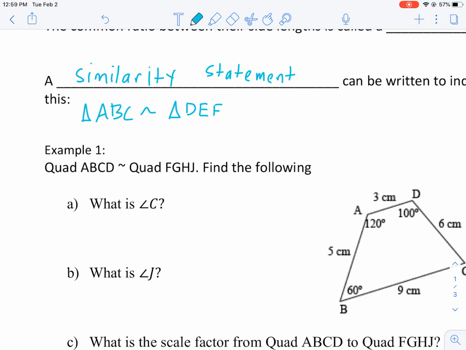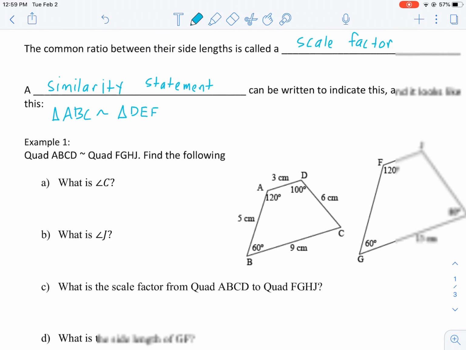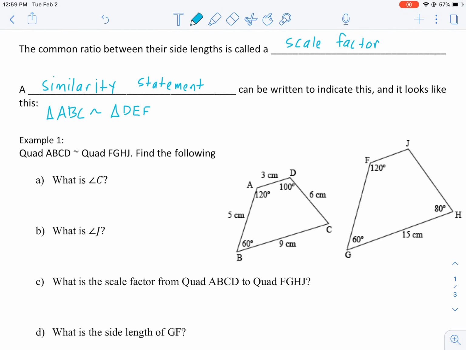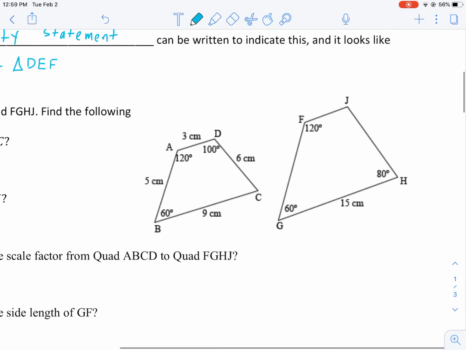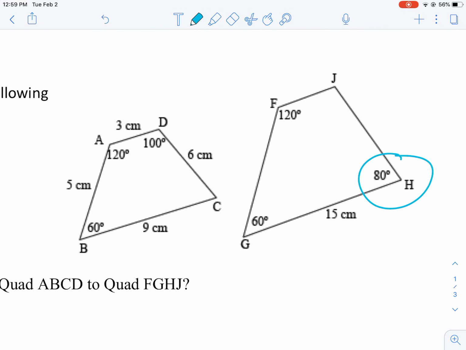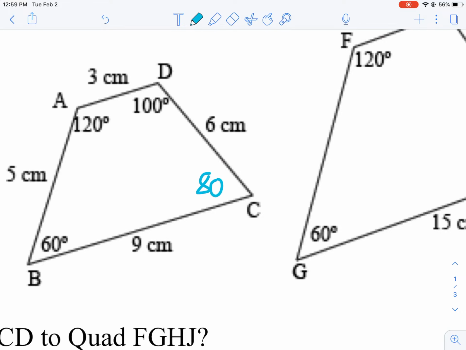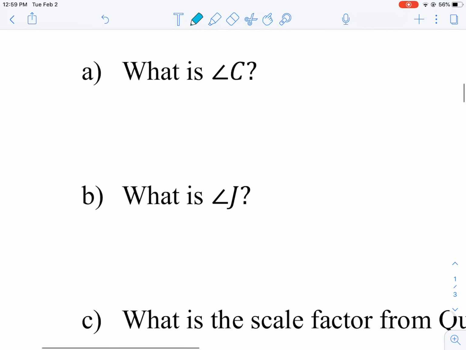So they tell us here, quadrilateral ABCD is similar to quadrilateral FGHI. Find the following. So it says, what is angle C? Okay. Well, if we look, C's the third letter in that statement. So we know that C has to match up with angle H. They have to be the same because they're corresponding angles, right? So if we look over here, we know angle H is 80 degrees. So therefore, angle C also has to be 80 degrees.